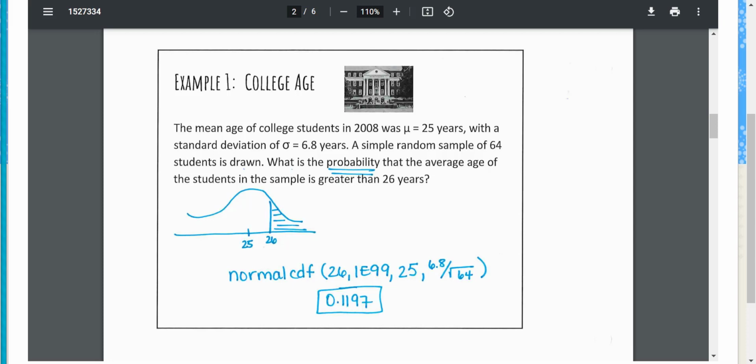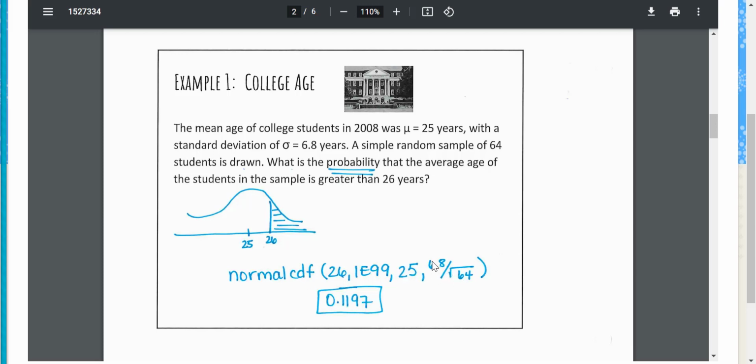So we've got a sample size bigger than 30. We're finding a probability regarding basically the sample mean, that the sample mean would be greater than 26. So this is definitely central limit theorem. And so the biggest difference is that when we use central limit theorem, our standard deviation is actually the standard error, which is the population standard deviation divided by the square root of n.